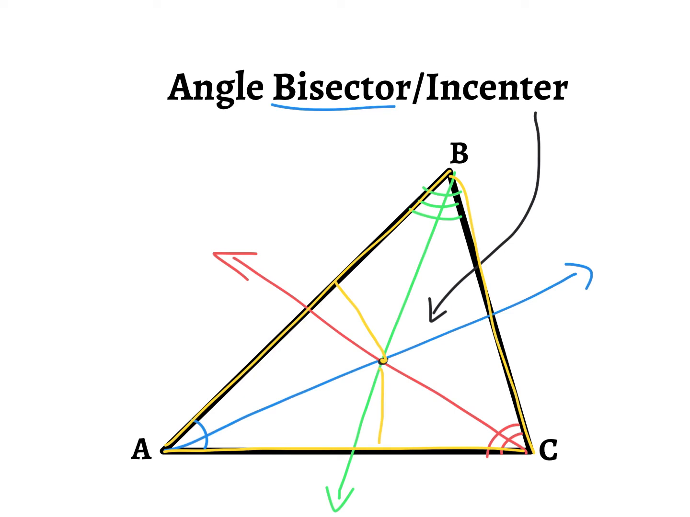Angle bisector does one thing, it's going to cut the angle in half. Each angle will be cut in half. Then the incenter does another thing. It's in the center of this triangle, so it makes the distance from the center to each side of the triangle the same distance, the same length. So you can imagine a line from the incenter to each wall being congruent.